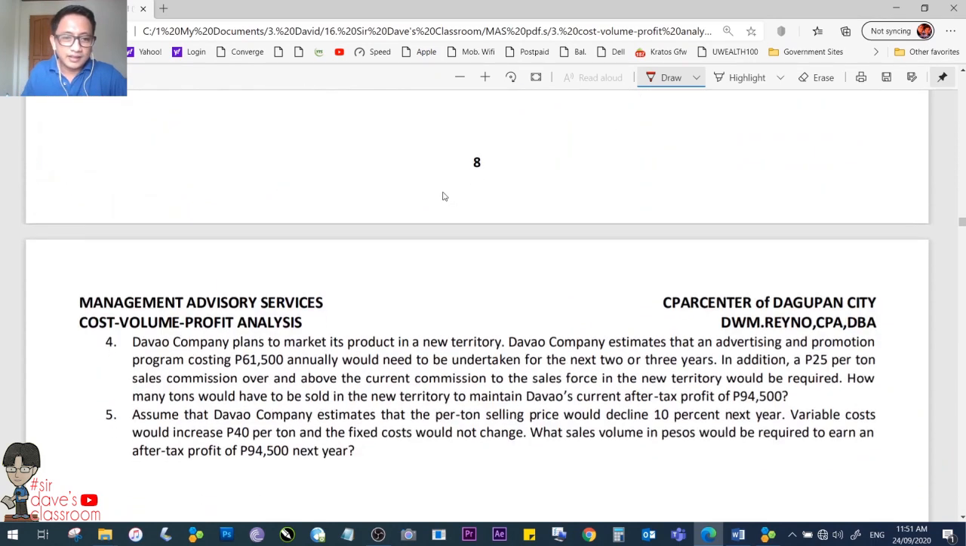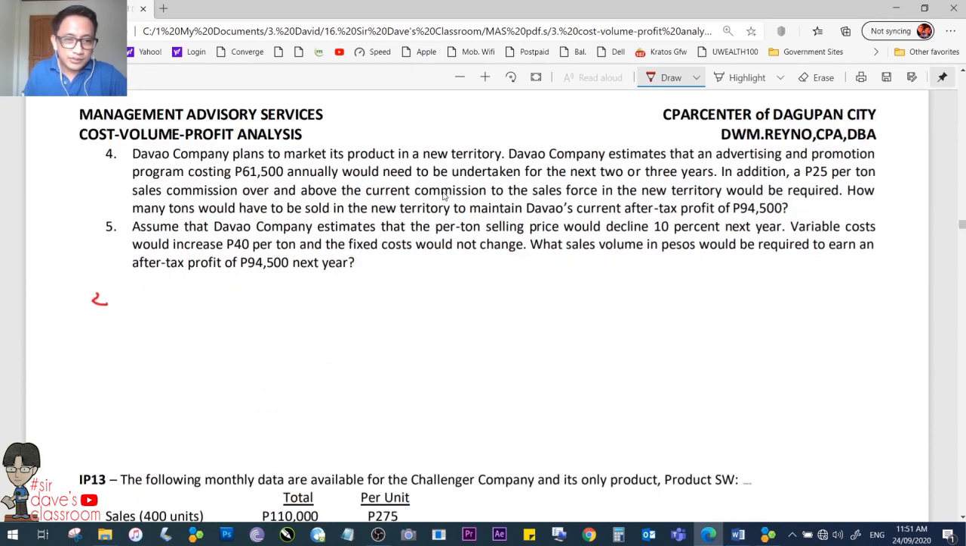Number 4. Okay? This is our number 4. We'll write it here. Davao Company plans to market its product in a new territory. The company estimates that an advertising and promotion program costing 61,500 annually would need to be undertaken for the next 2 or 3 years. In addition, 25 pesos per unit sales commission over and above the current commission to the sales force in the new territory would be required.